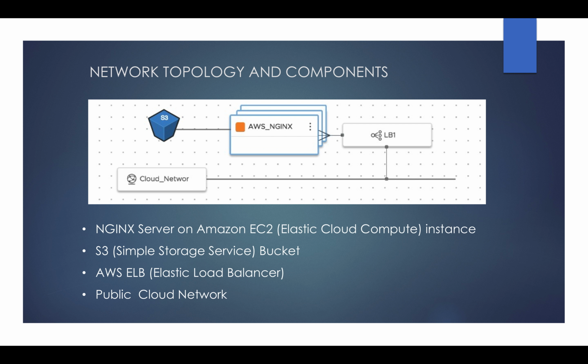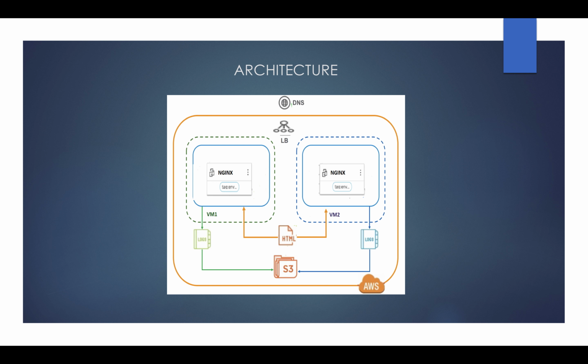This is the network topology and the components for the blueprint for Amazon AWS Nginx server cluster. So this is the cloud network, and the load balancer is the only point of contact on the public network. There is a cloud network, then a load balancer, then a cluster of Nginx servers hosted on EC2 instances, and an S3 bucket from where the web app contents are pulled.